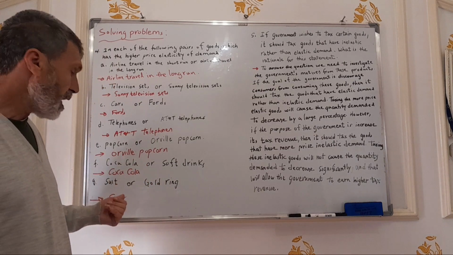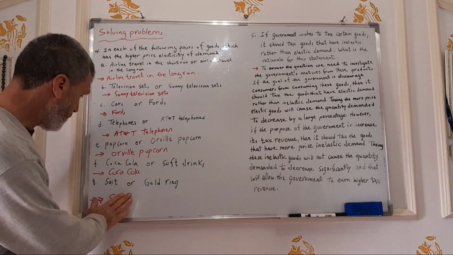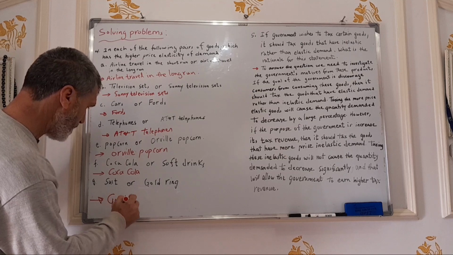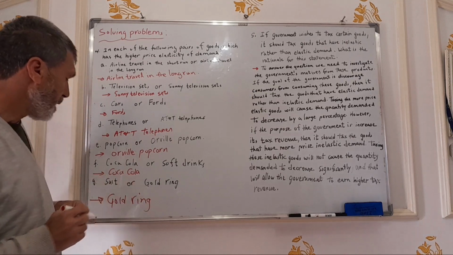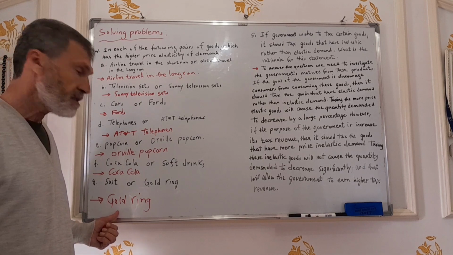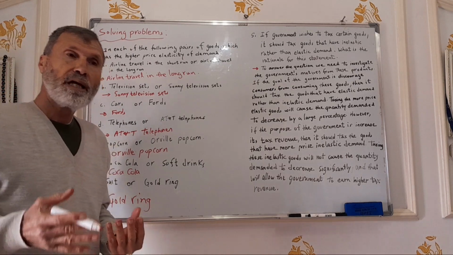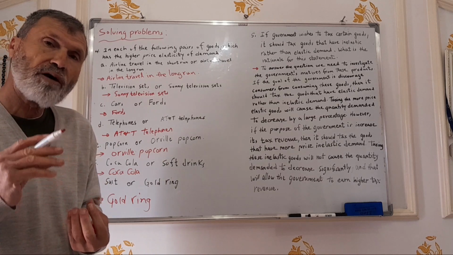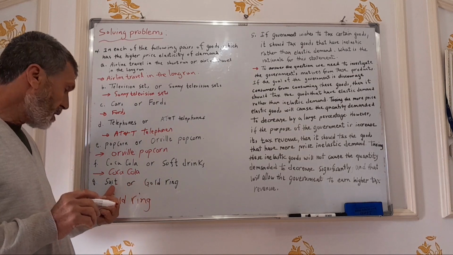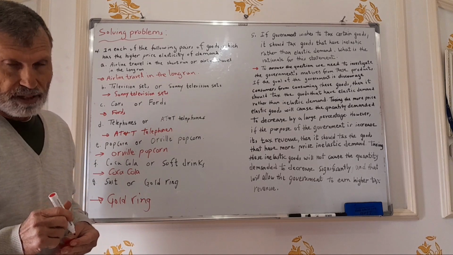Therefore, the expectation is that here we look at gold, of course, a gold ring has a higher price elasticity of demand than salt, because we devote a big percentage of our income or our budget to a gold ring than to salt. Therefore, a gold ring has the higher price elasticity of demand.